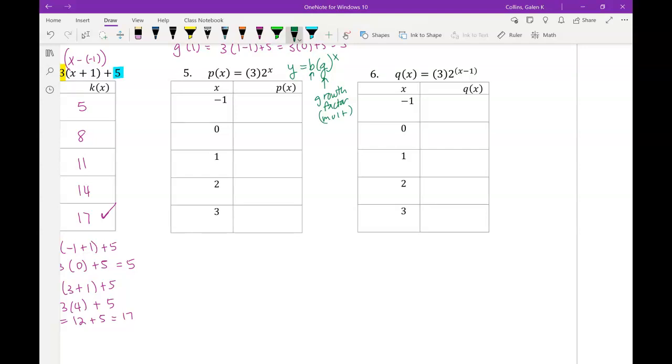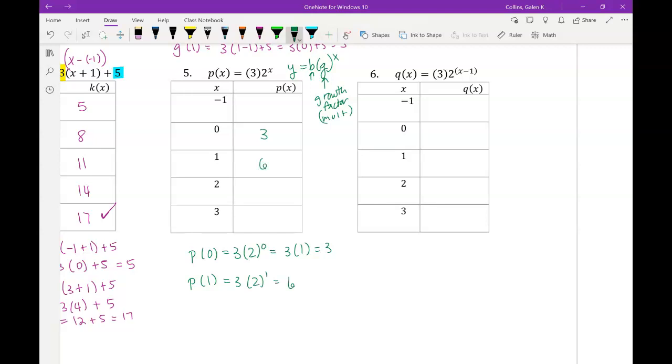So again, I could find this by evaluating. So I could evaluate p of 0, 3 times 2 to the power of 0. And I know that is the same as 3 times 1, which is the number 3. And then if I evaluate p of 1, so 3 times 2 to the power of 1 is just 3 times 2, which is 6.